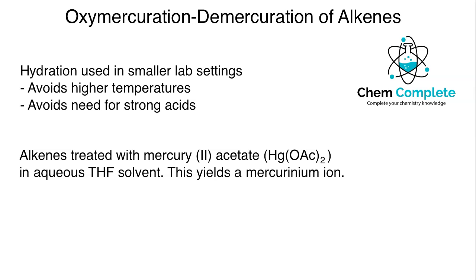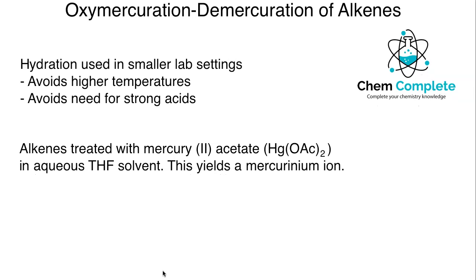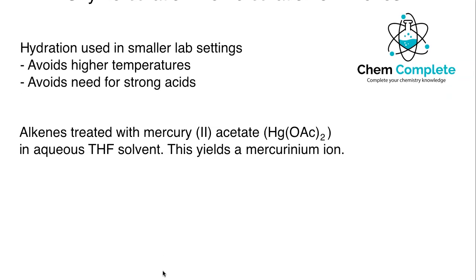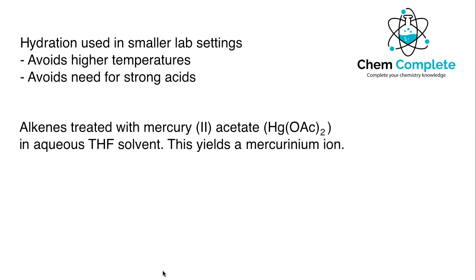Now, the alkenes in this reaction are going to be treated with mercury acetate. So that is a mercury metal that is going to have two acetate groups on either side of the mercury there. And this is typically run in aqueous THF solvent. So the THF also has water present.